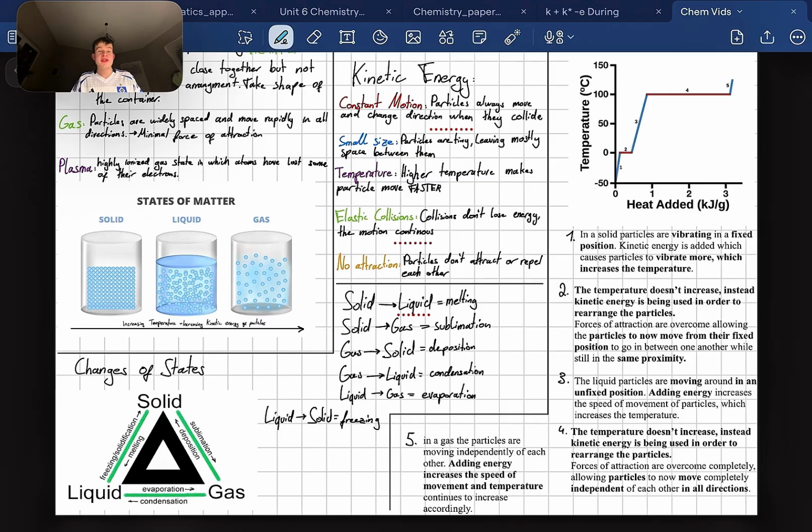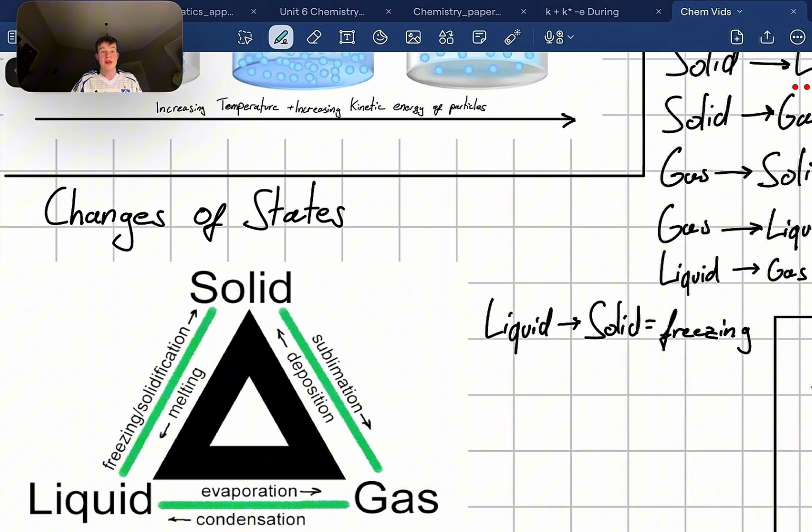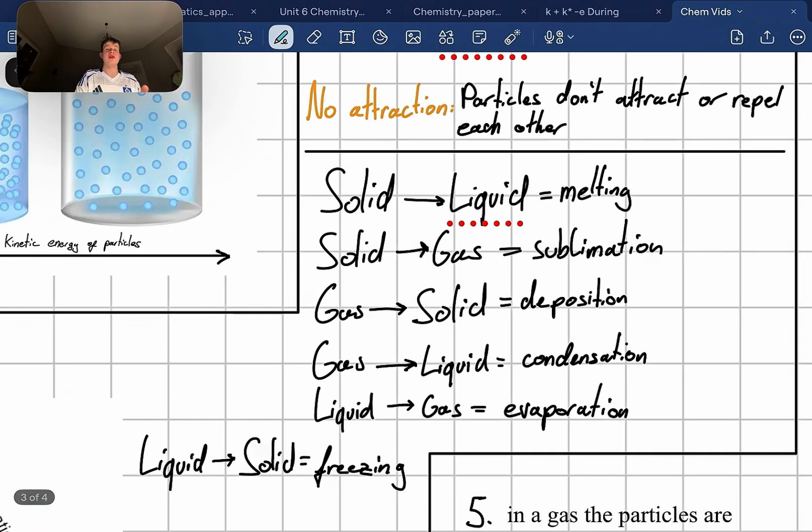The changes of state are also important to know. As you can clearly see, the three different states can be changed into one another with the help of different processes. For example, from a solid to a liquid requires melting, and from a liquid to a solid requires freezing. And those are the common ones. From a solid to a gas is sublimation. Gas to solid is deposition. From a gas to a liquid, it's condensation. From a liquid to a gas, it's evaporation. And from a liquid to a solid, it is freezing.